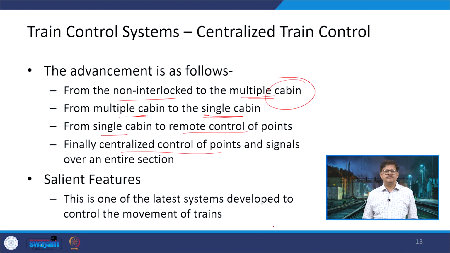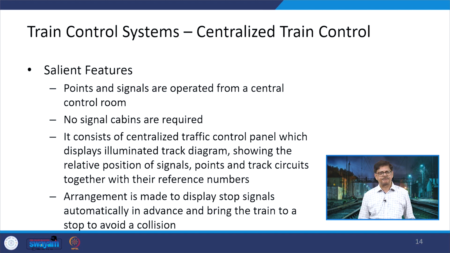Now, what are the features of this particular system? Let us look at it, but rest of the things, as we have discussed previously, they are going to remain the same. And this is one of the latest system which is developed for the controlled movement of the trains. The points and signals, they are operated from one central control room. No signal cabins are required, as we have discussed.